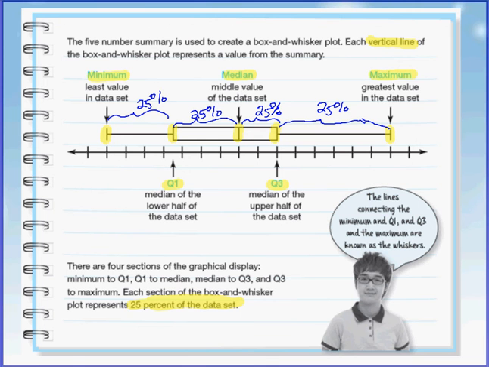Now, the name box and whisker plot comes from these 2 lines here. They stretch out from the box. So box, and then these are known as the whiskers, from the edge of the box extending out.